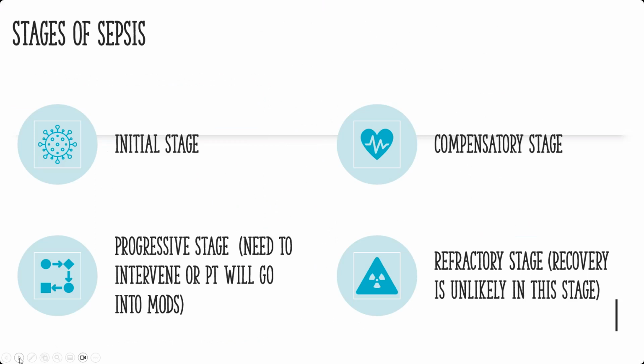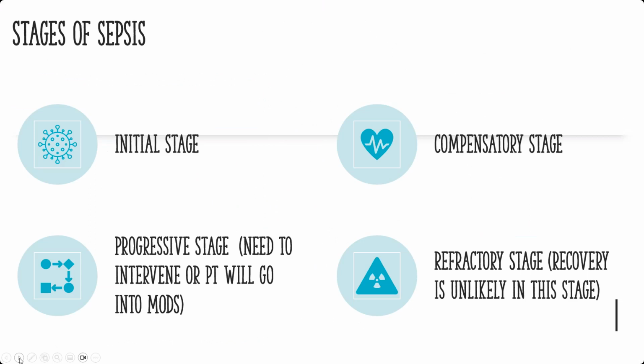As it progresses to the progressive stage, this is where we really need to intervene, or the patient will go into MODS, which is multi-organ dysfunction syndrome. So in the progressive stage, all of our compensatory mechanisms are going to fail. The patient's going to go into septic shock. You're really going to notice altered mental status. That's when you're going to notice profound hypotension, tachycardia, tachypnea. We're going to talk a little bit about fever. That's going to go with that metabolic state. We'll talk about that in a second.